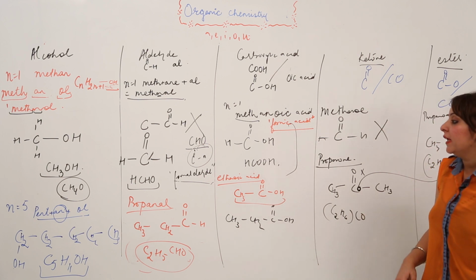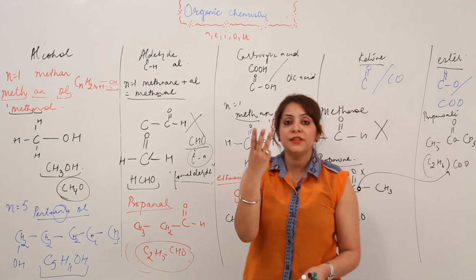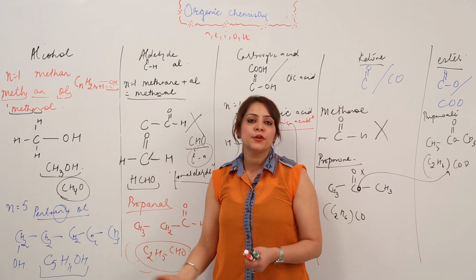The third important thing is that when you are making ketone and ester, their first member starts with a minimum of 3 carbon atoms, right? So this is how you are going to make the members of these functional groups.